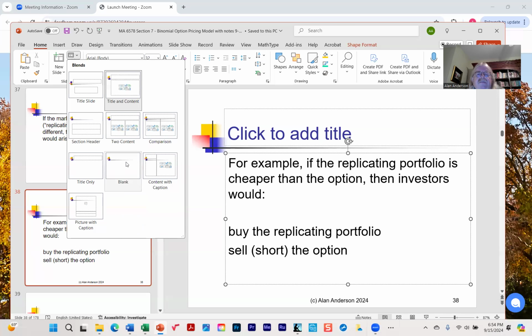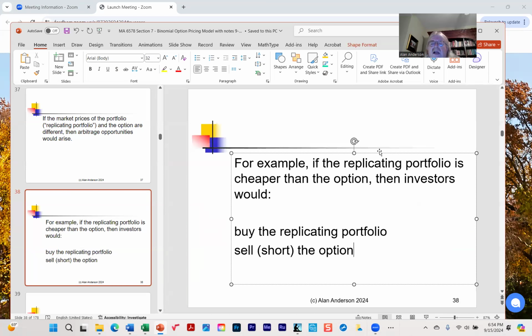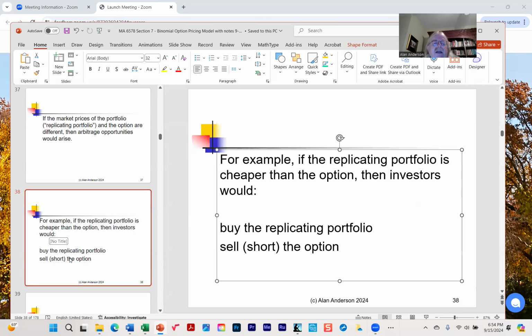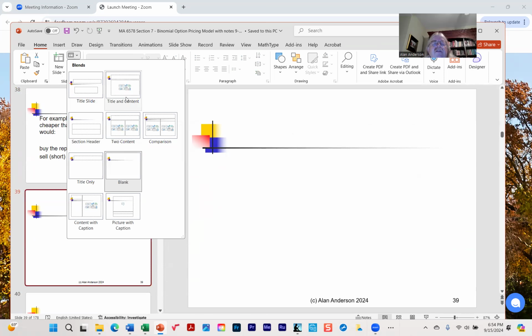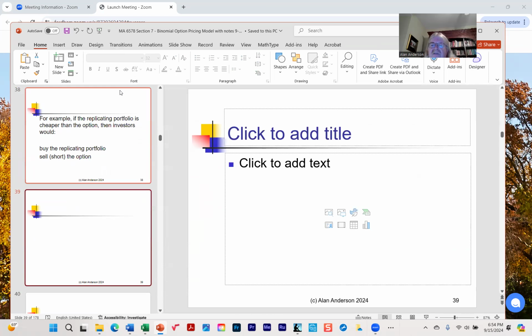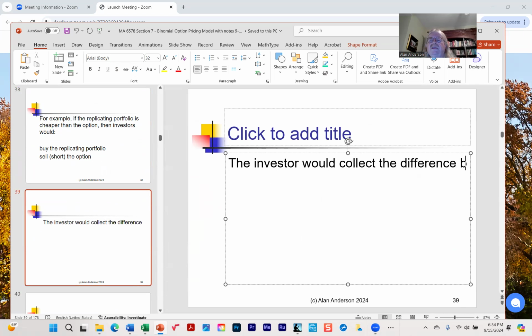Now, what does that accomplish? Well, for one thing, you're clearly putting money in your pocket today. If you're selling something that's expensive and buying something that's cheap, then clearly there's a difference that goes into your pocket. So the investor would collect the difference between the prices today. Okay, fine. So money goes in your pocket now.